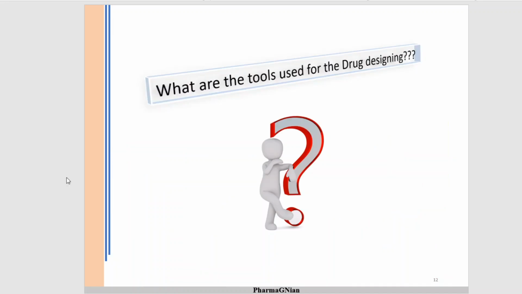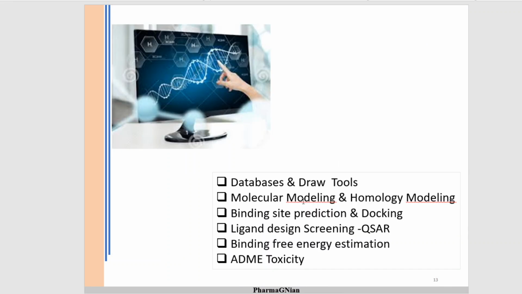Now, what are the tools that are used for drug designing? This is the most important part right now. These are the tools that are required for computer-aided drug design. The first tool is databases. Without databases, we can't proceed. And the drawing tools. We will see all these tools and the softwares used.